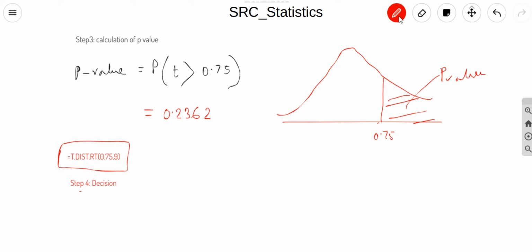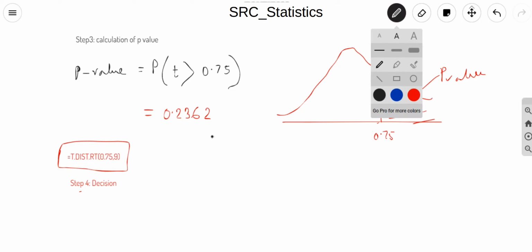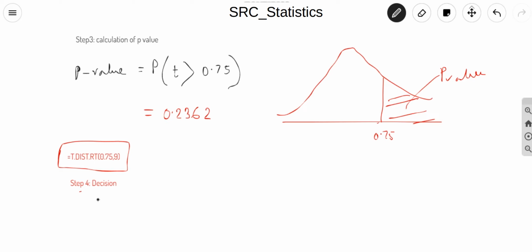Now step 4 is the decision. So how do we take the decision in the case of the p-value approach? In the p-value approach, we compare the p-value with the level of significance, that is alpha. Here alpha equals 0.01 and the p-value is 0.2362. So clearly the p-value is much greater than alpha. Therefore, we fail to reject the null hypothesis. Remember, the p-value has to be less than alpha for rejecting a null hypothesis always. Since here the p-value is greater than alpha, we fail to reject the null hypothesis.